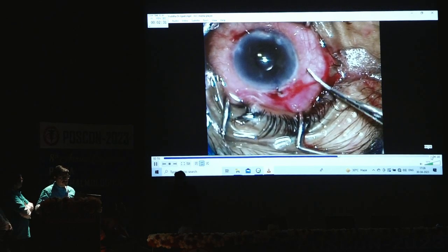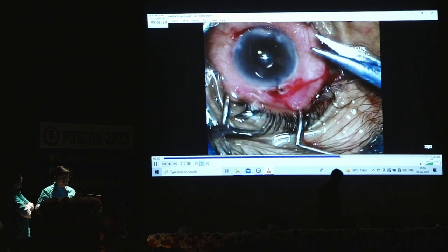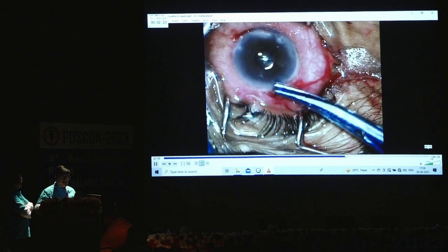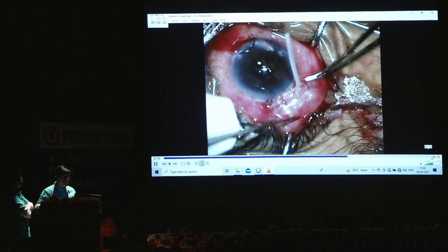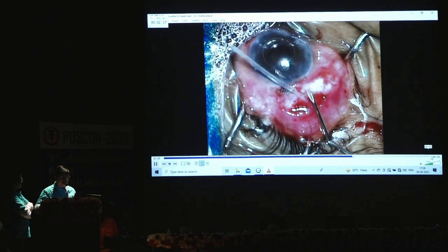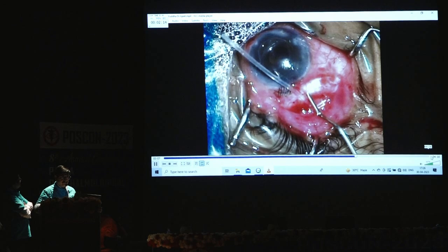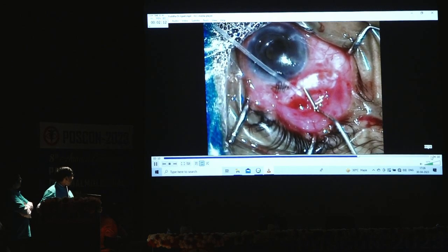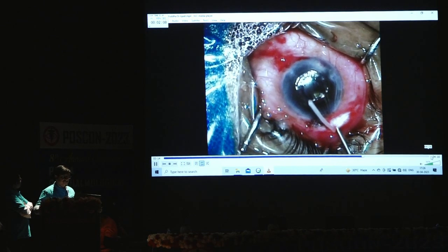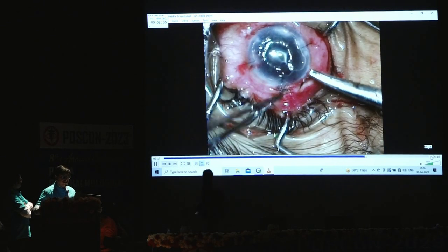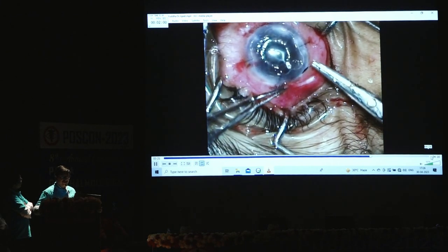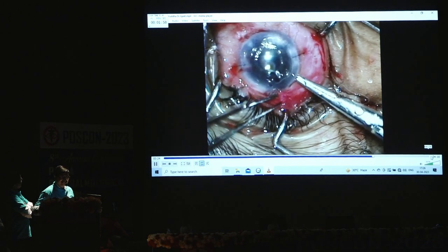After suturing the wound, AGV was implanted. It was a very large wound leak, around 8 millimeter. So I put around 10 to 11 sutures, and then the AGV was implanted in another area. There were 5 cases on that day, but it took around 2.5 hours for the surgery.